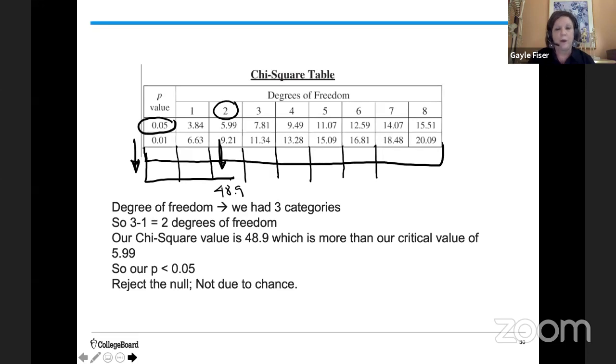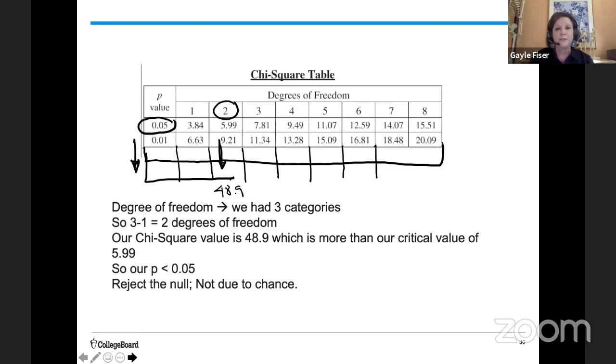It can have all kinds of differences, but this is the one that the College Board has on the exam. So we're in biology, we're going to use our p-value of 0.05, and now we're going to look at our degrees of freedom. We had 3 categories, right? We had the ripe, the middle, and the not ripe. So when we're determining our degrees of freedom, we're going to do our number of categories that we're looking at minus 1. So this would be 2 degrees of freedom.